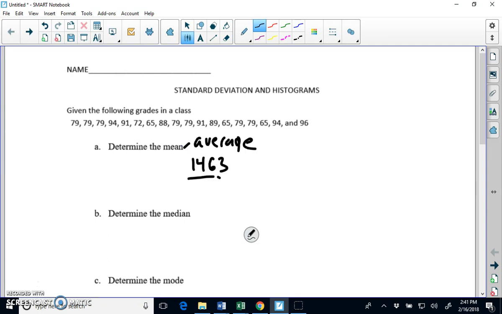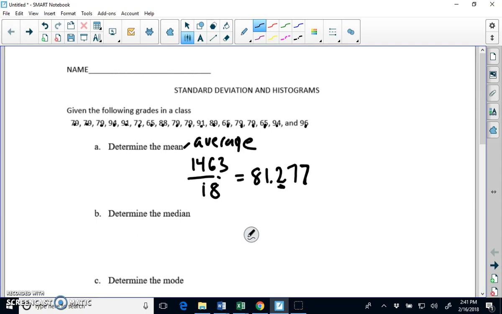And then I counted the number of scores. I think 1, 2, 3, 4, 5, 6, 7, 8, 9, 10, 11, 12, 13, 14, 15, 16, 17, 18 kids in this class. And it's obviously not an AP class. Then you take 1,463 and divide it by 18, and we get 81.2777, which repeats. If they say round to the nearest tenth, you would round here, whatever they say to round to. Now, obviously, this is not one of my classes because that average is way too high.